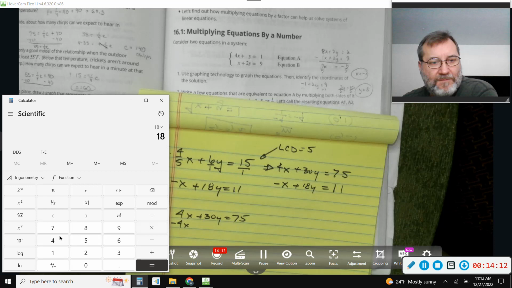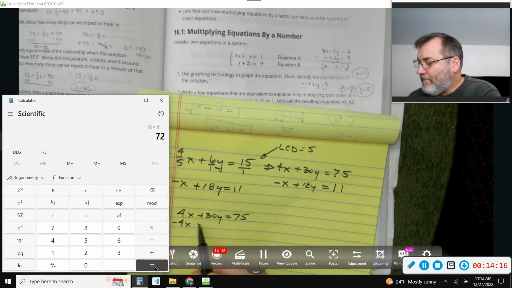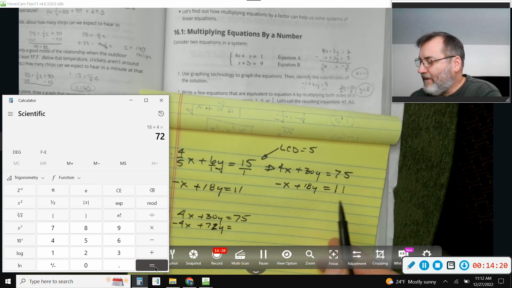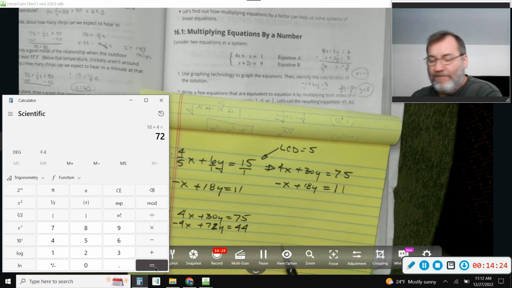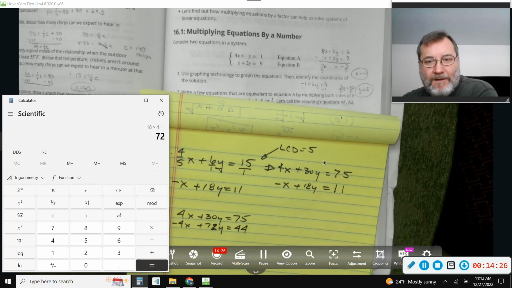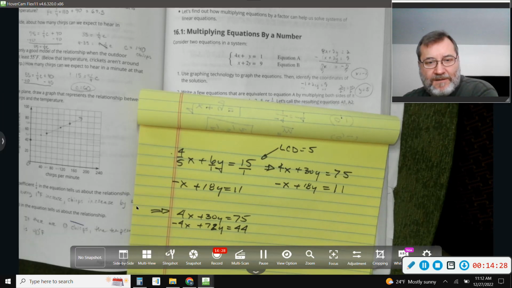18 times 4, 72. Plus 72y equals, and then 4 times 11, hopefully you can figure it out in your head, and that's 44. Okay? So now what do we got? All right, so I got these equations here, and if I add them, I can get rid of the x's, and I'll just have some y's to deal with.